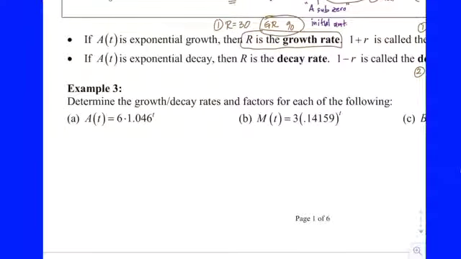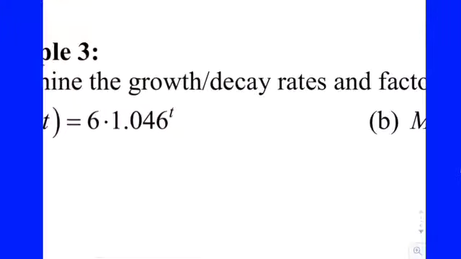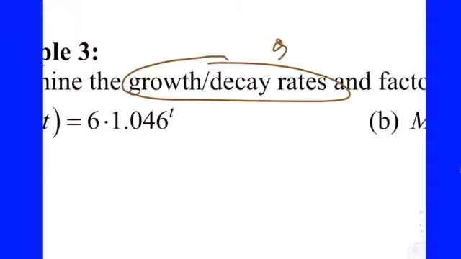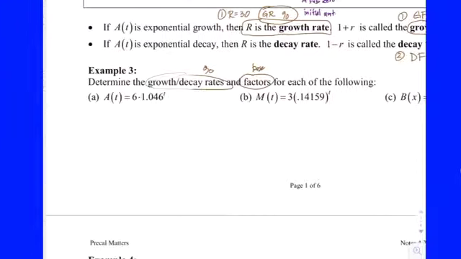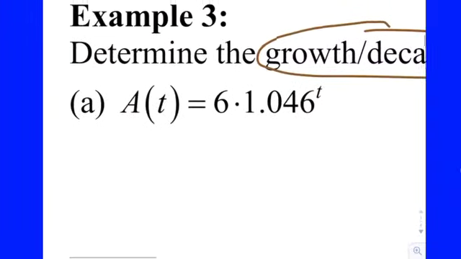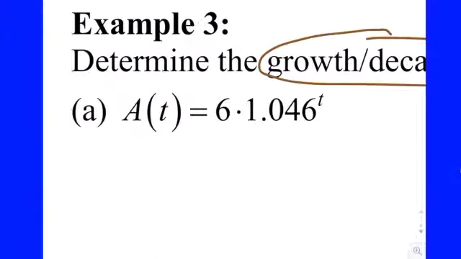Very important that you get the terminology down. For the following equations, they're either growth or decay. Your job is to identify the growth or decay rates, which remember are the percentages, and the growth or decay factors, which are the bases. For each of the following. So looking at this one here, A of t equals this. First of all, is it growth or decay? That's your first thing to look for.